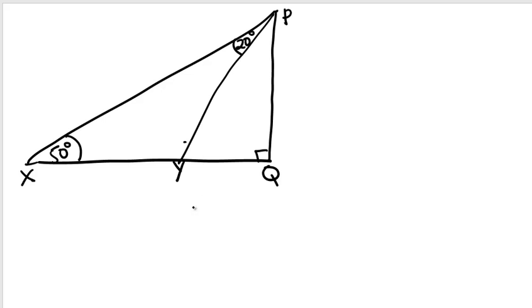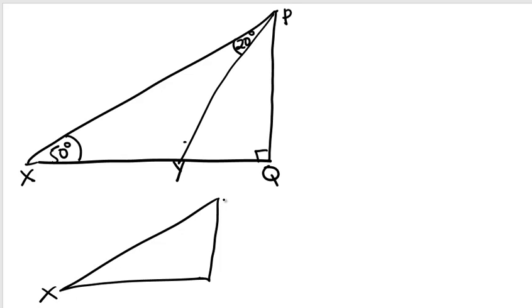Now, if we want to use triangle XPQ, which we know that this side is 90 and this side is 50. But what is the angle here? This angle corresponds to what we are having here. This side is 20, but we don't know this angle. So we need to get the angle here. We need to get this angle.